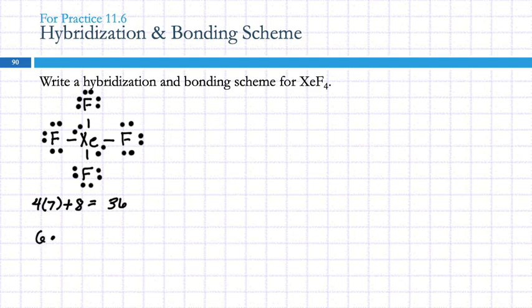6 electron groups on that central atom. So that tells me I need to hybridize 6 orbitals. So I'm going to use s, p, p, p, d, and d, right? 1, 2, 3, 4, 5, 6. Still kind of on my fingers. 1, 2, 3, 4, 5, 6, right?